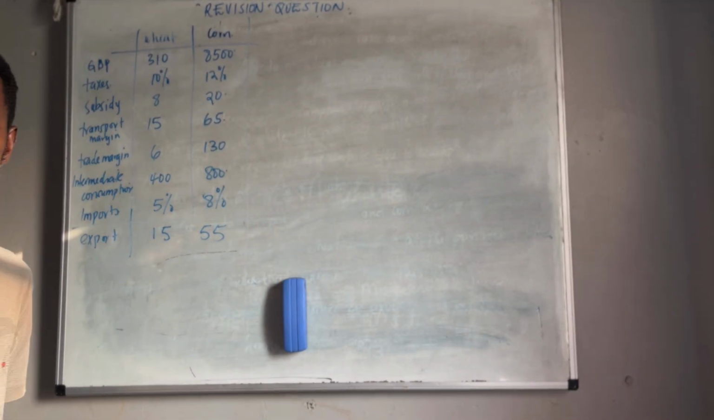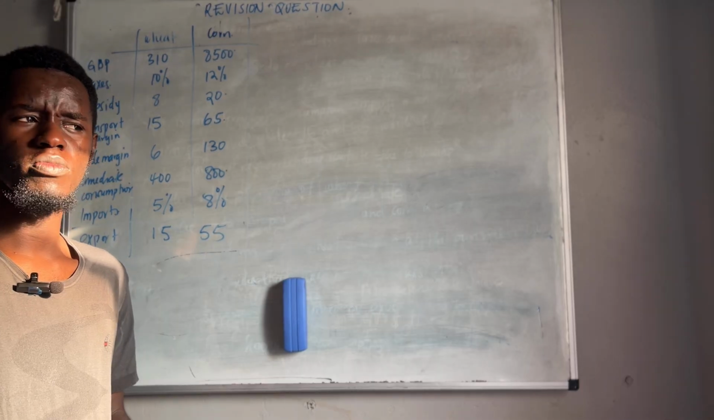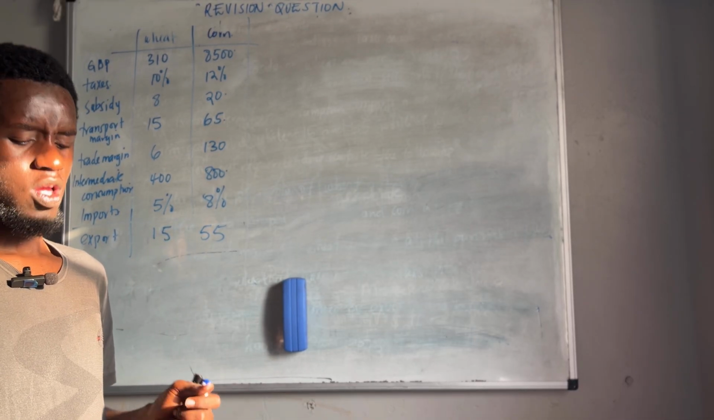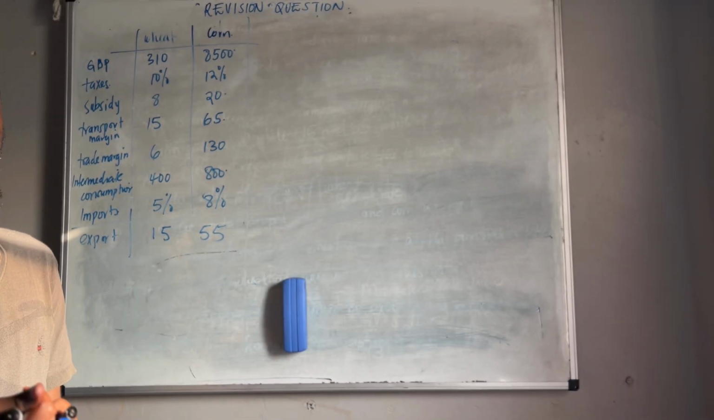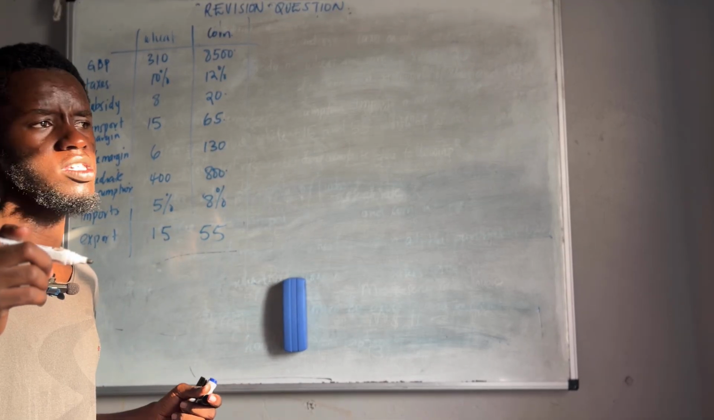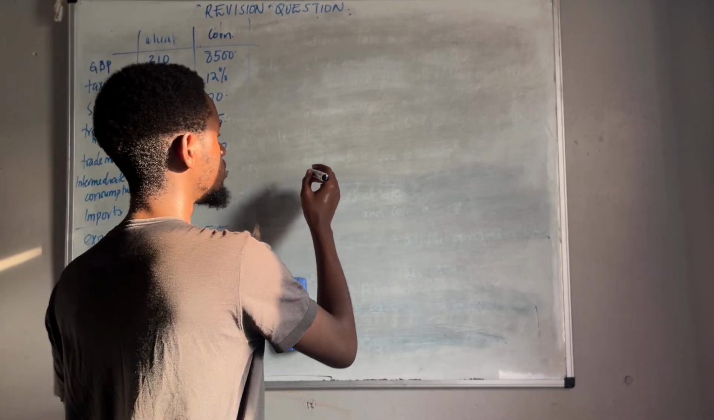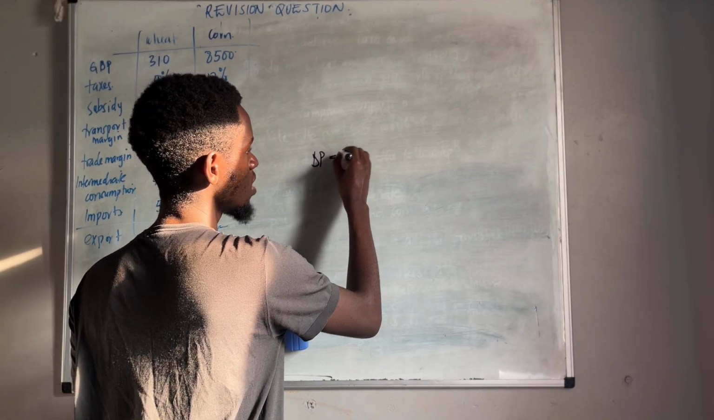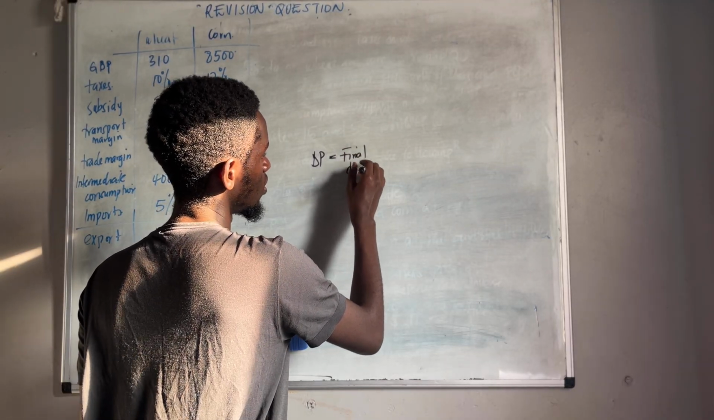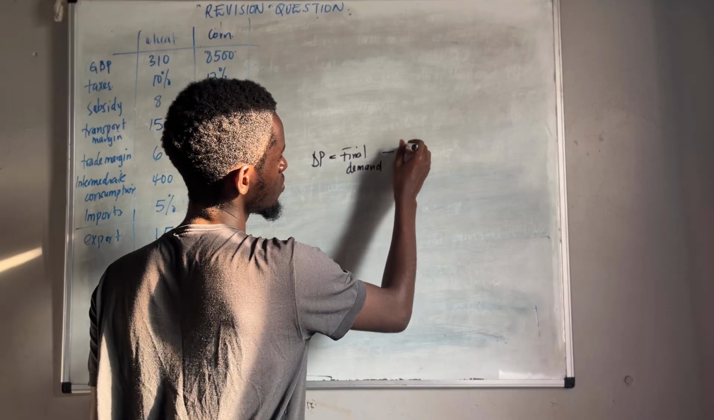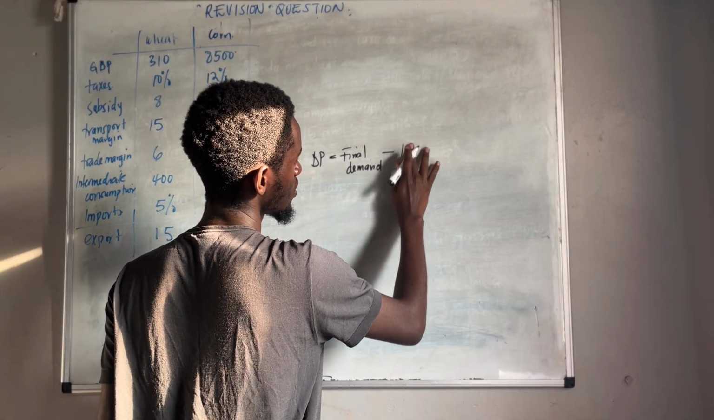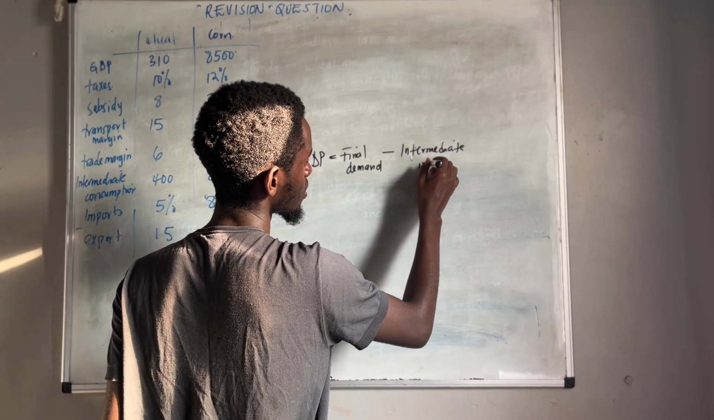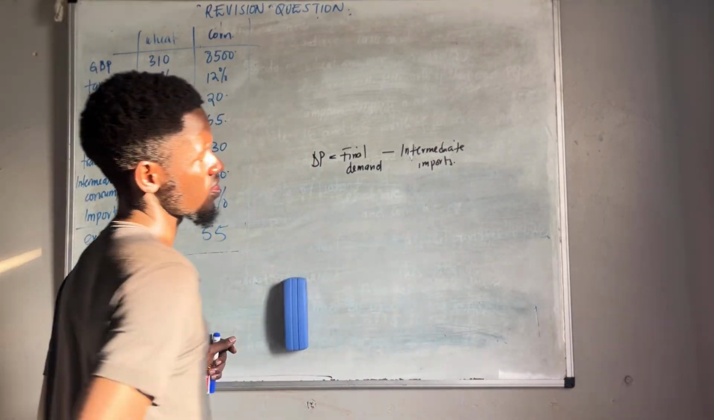Members, before we start, I want to first make some clarification on the video I made before, like the video about the input output analysis. We made some mistakes somewhere. I think some members observed it and even commented in the comment section. We said that domestic product is the same as final demand minus intermediate inputs. That's the correction I want to make.